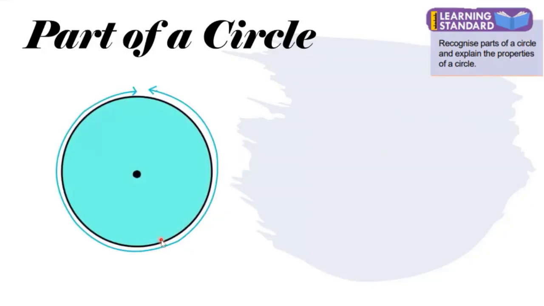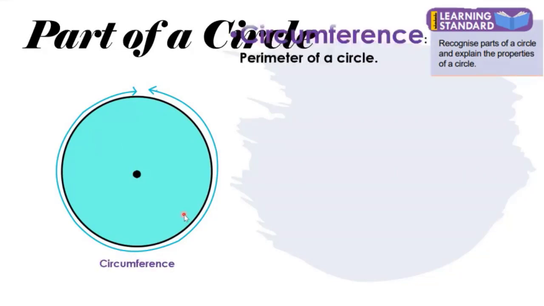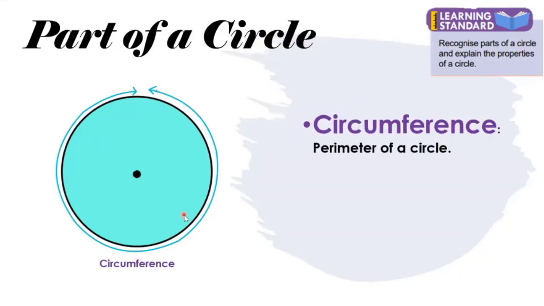Next, what is this? Around the circle, what is the name of this? What part is it? Circumference. Okay, good. So easy, right? This is one part of a circle. So circumference is the perimeter of a circle. Perimeter is the overall measure from the first point until the end, joining up. So we call it circumference.